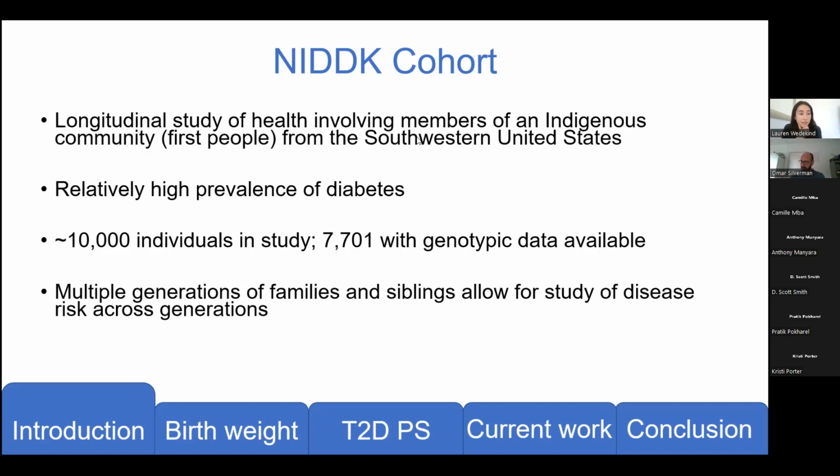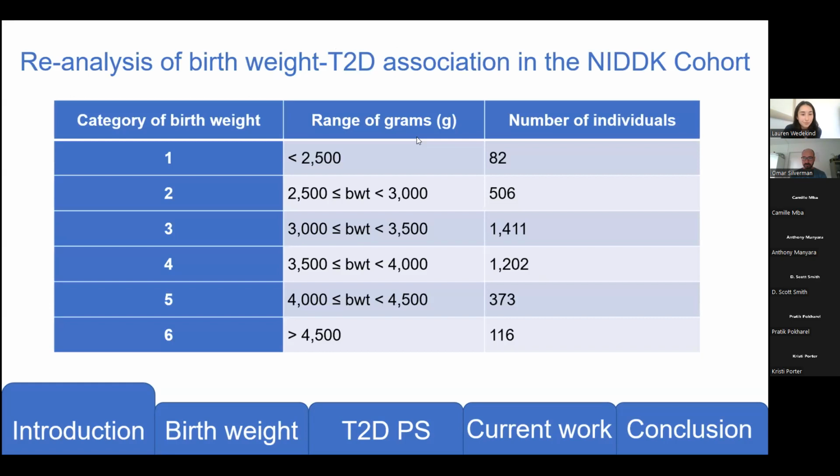This community has a relatively high prevalence of type 2 diabetes. And there's over 10,000 individuals in this study that were examined over time, many of whose family members were participating in the study. And over 7,700 people had genotypic data available in the study. So multiple generations of families, also siblings, allow for the study of disease risk that's propagated over generations and testing what these hypotheses mean within this population.